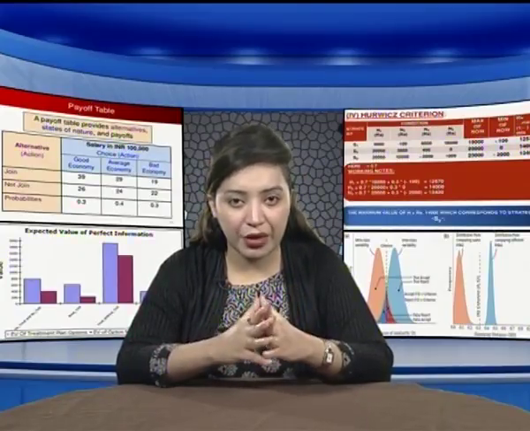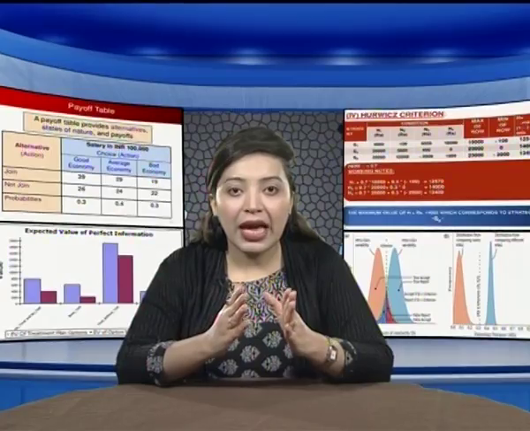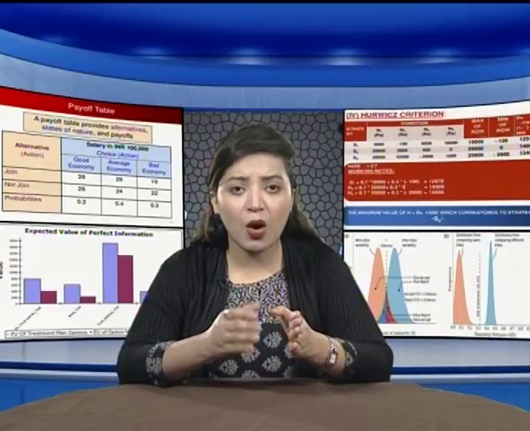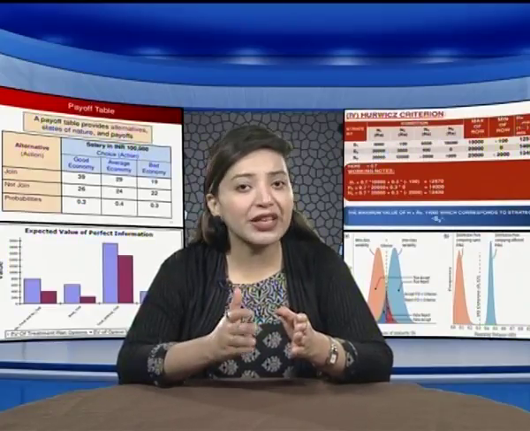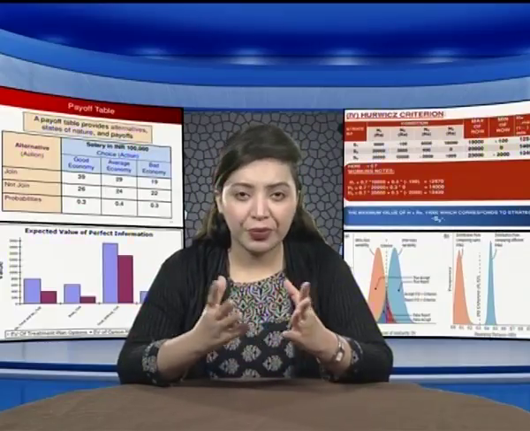For all other acts, the loss is always positive. Now, let's see the opportunity loss or regret table. An opportunity loss table is a table showing opportunity losses or regrets due to imperfect information. We next show how to construct the opportunity loss table from the payoff table by repeating the following 2-step procedure.